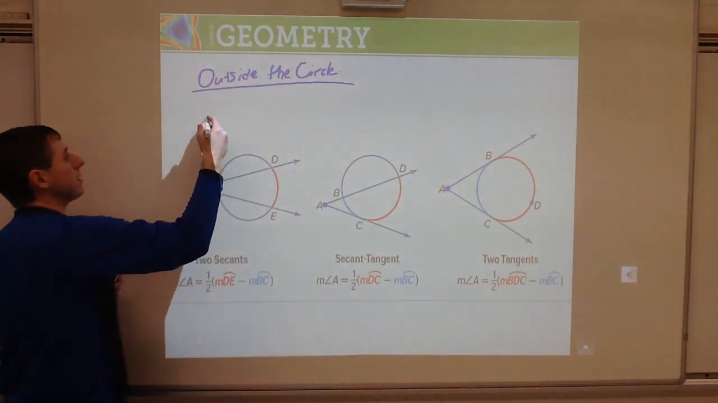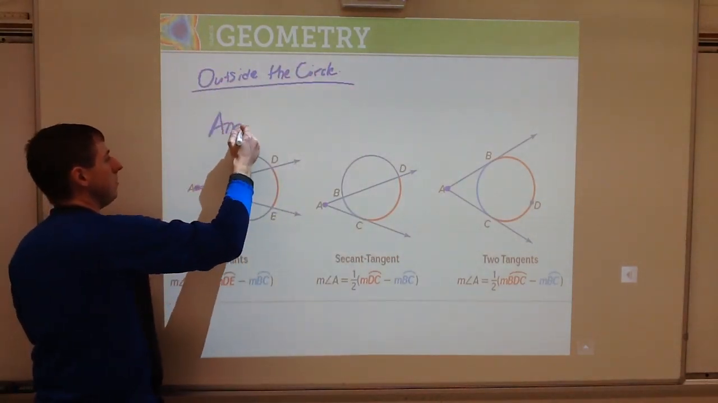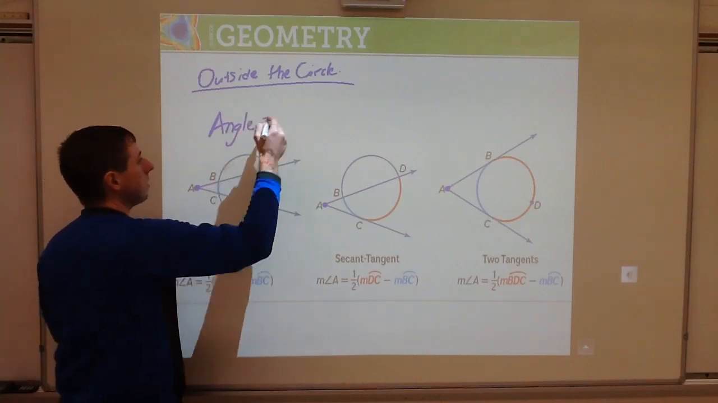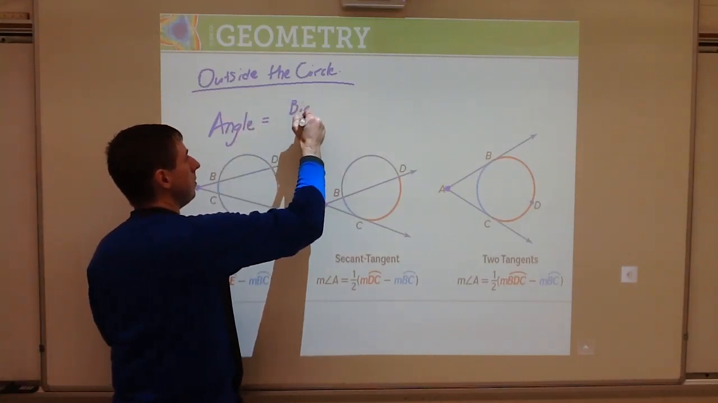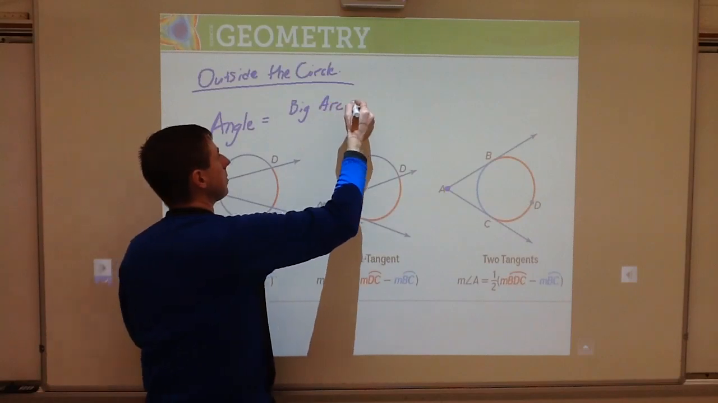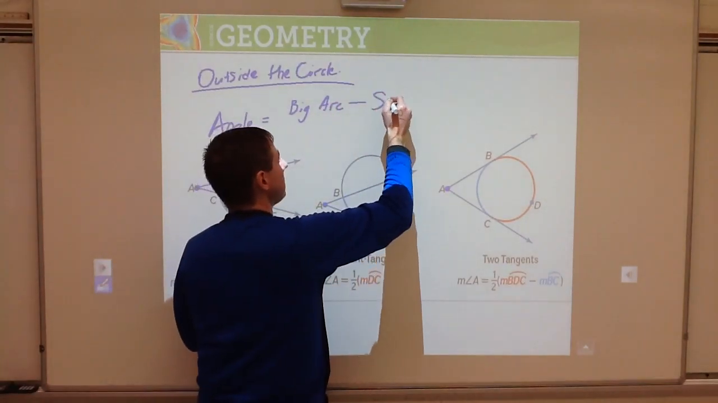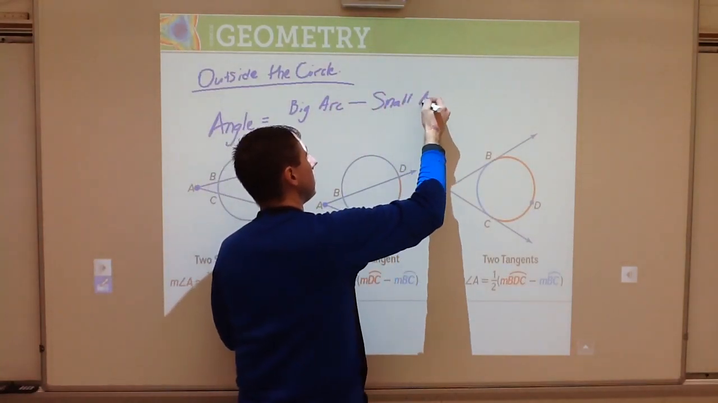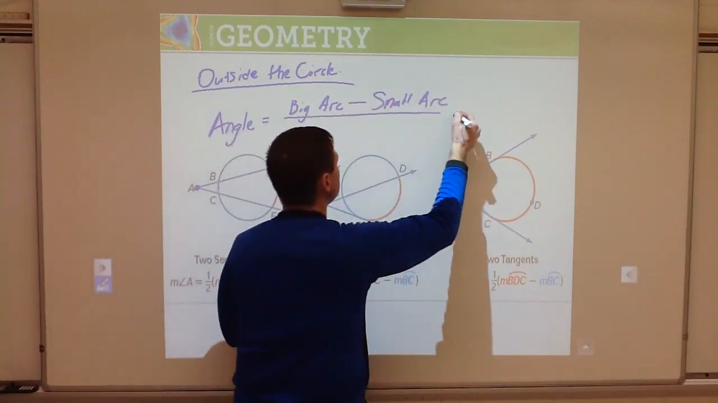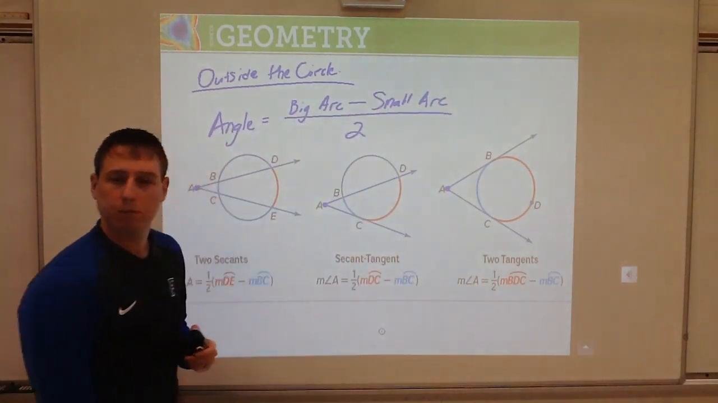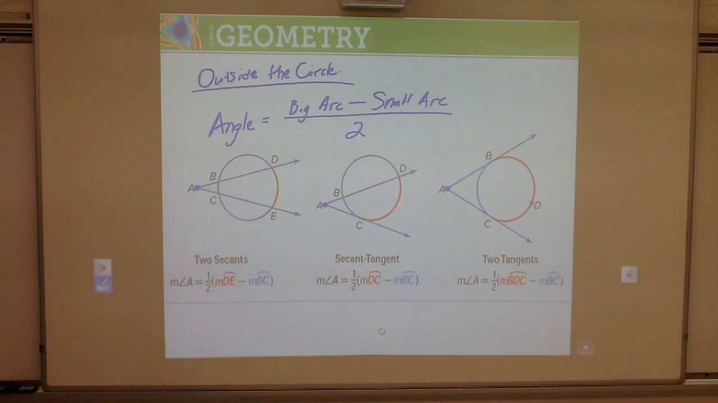This is the idea right here. Your angle is going to equal big arc minus small arc, divided by 2. Angle equals big arc minus small arc divided by 2.